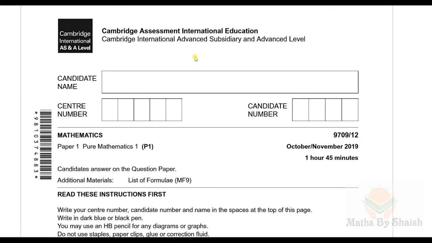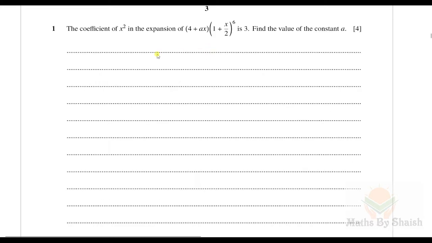Today again we are going to discuss another past year paper, Pure Mathematics 1 9709. The component is 1 2. So it's October November 2019 series. Let's start. So here's the question number 1.